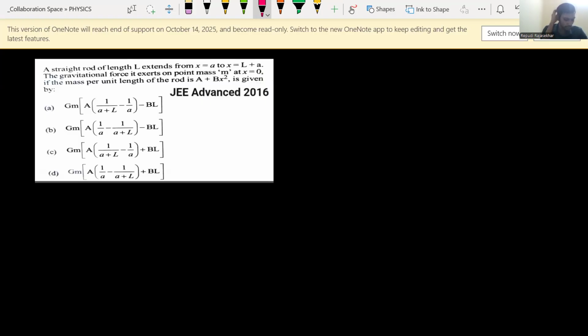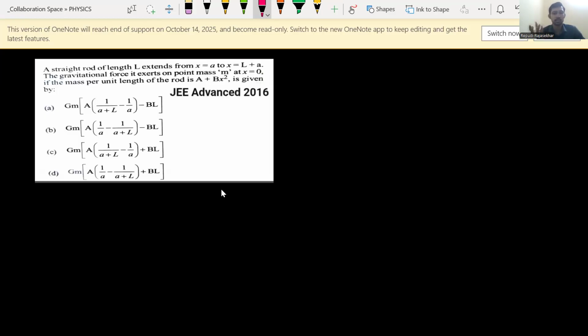A straight rod of length L extends from x equals a to x equals L plus a. The gravitational force it exerts on a point mass m at x equals 0, if the mass per unit length of the rod is a plus bx square, is given by. Here the linear mass density, you can see the variety of this question is that mass is also not constant. The question is even more tough. Basically they give a rod, and the rod is an extended case, so that integration method we will apply. Mass may be constant they give, but here mass is also changing.